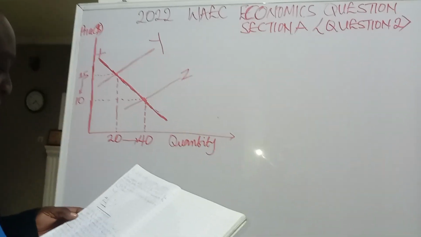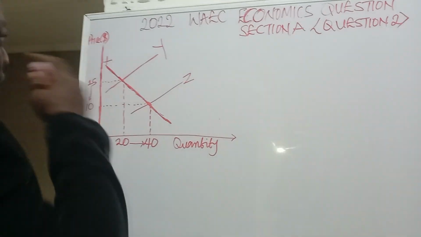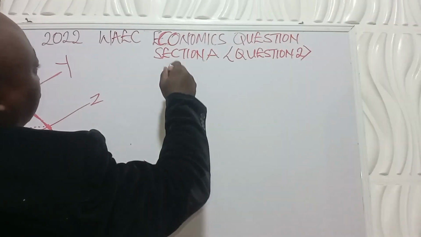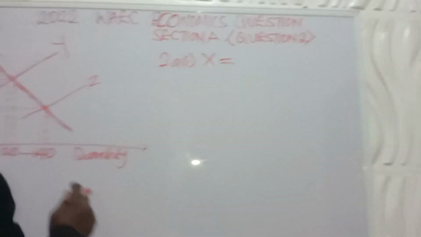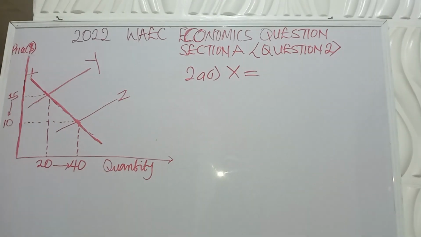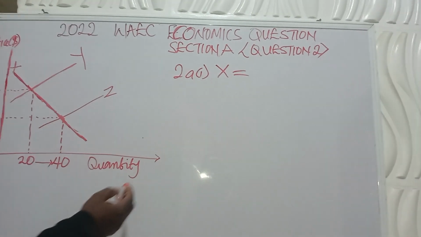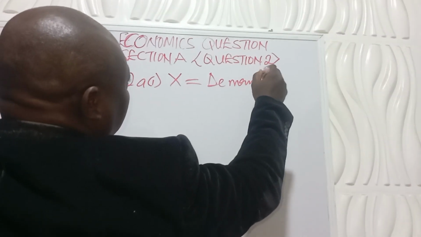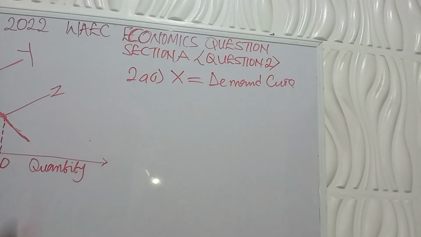Okay, so now for the first one, which is 2A. 2A Roman figure 1 says identify the curves labeled X, Y, and Z. Now, the solution. 2A Roman figure 1. X, what does this stand for? Look at this. Which curve is this? This is the demand curve. This is the normal demand curve. Don't forget that a normal demand curve slopes downward negatively.